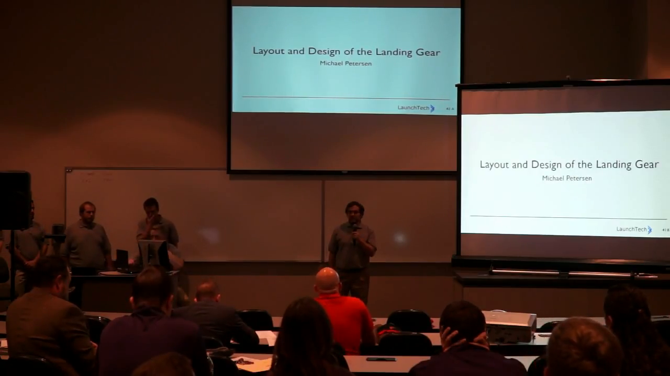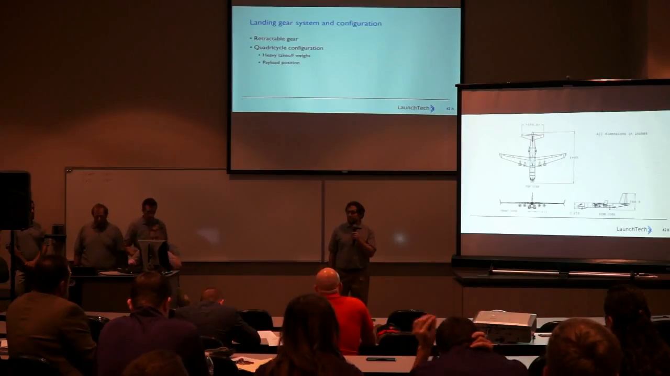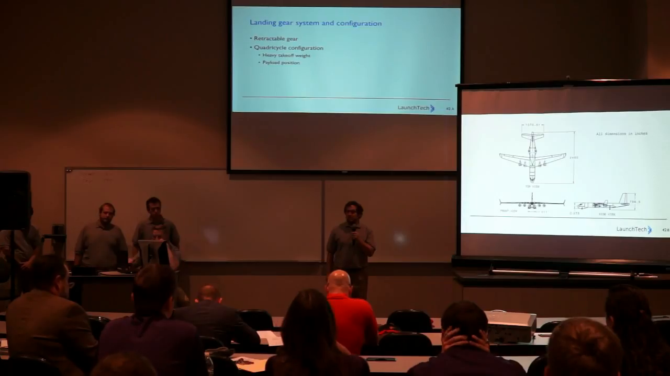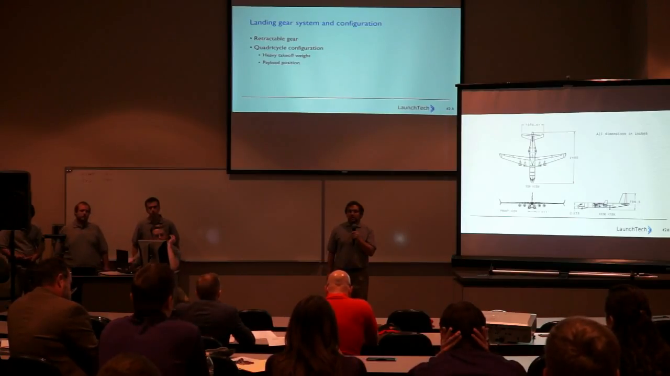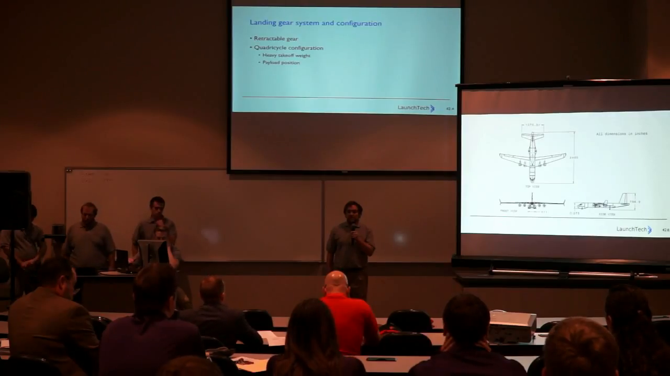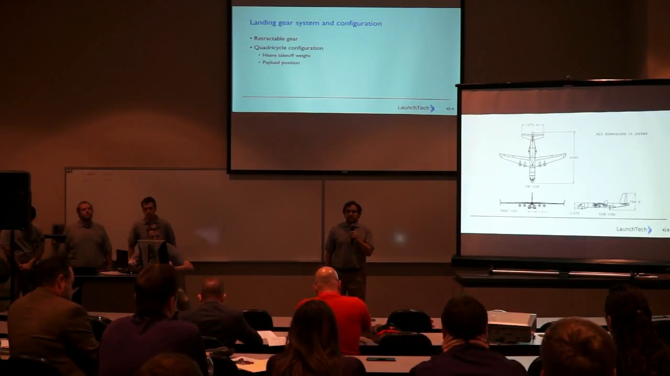Now we're going over the layout and design of the landing gear. The landing gear system is a retractable system to reduce drag at the cruise altitude. These are chosen in a quadricycle configuration to accommodate the heavy weight of the PT-1 as well as allow easy access to the payload area when mounting the ambassador.